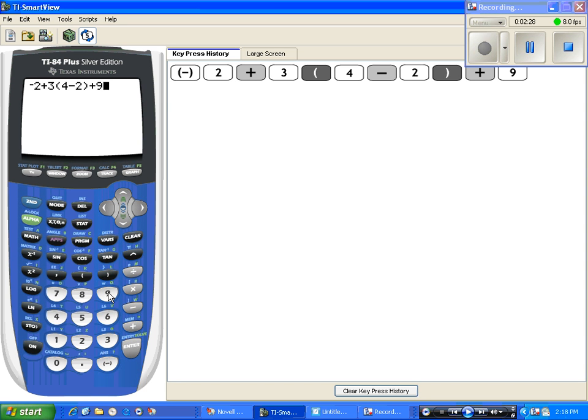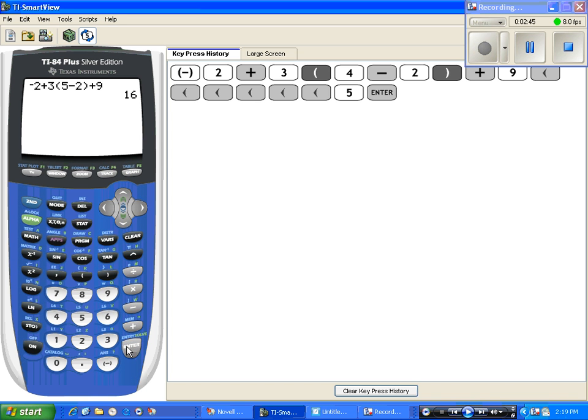What we did is we put in a 4 where we meant to put in a 5. So what I'm going to do is use the left arrow key, move back until I'm right on top of the 4, and I can replace it with a 5 and hit enter to get my calculation.